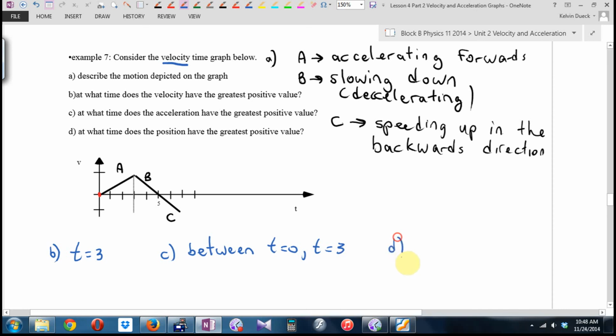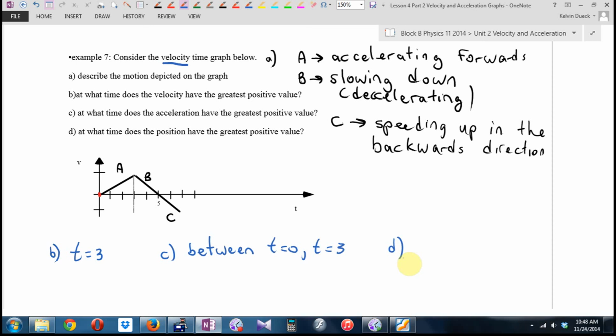D says, at what time does the position have the greatest positive value? When have we traveled the furthest away from our starting point? I always throw this out there, and then I'll model it, but I'm always curious to see who can reason their way. Probably 5 seconds? Convince me. Because you're always moving forward until that moment.